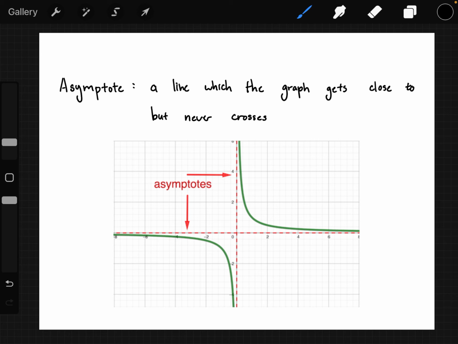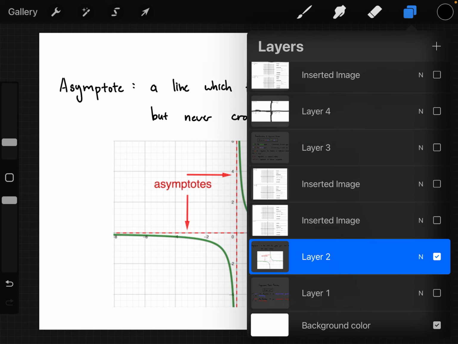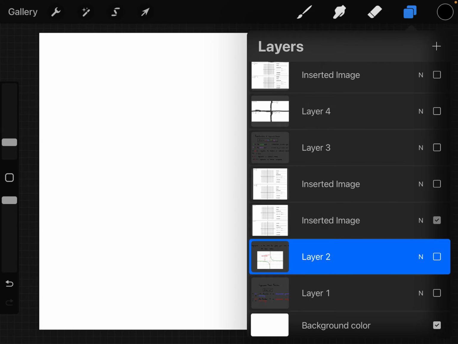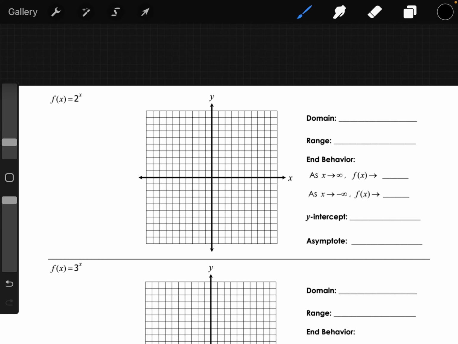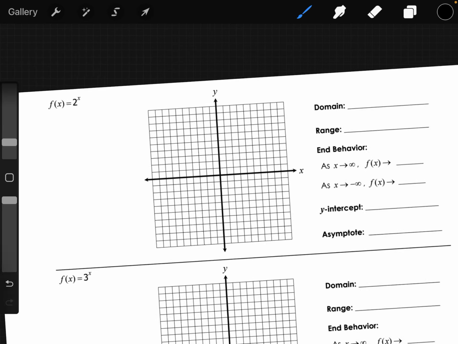Now an asymptote is a line which the graph gets close to but never crosses. So these red lines are asymptotes, and we see these green lines on the graph. It'll approach those, it'll get close to those, but it'll never cross it. So let's do some examples with the parent function.